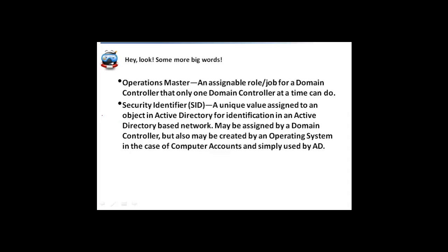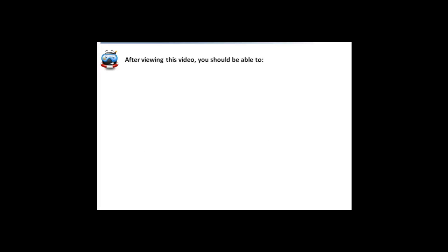And then the security identifier is basically the value assigned to an object in AD for identification on the Active Directory based network. It's assigned by the infrastructure master. Oh yeah, by the way, if you create a Windows 2008 or Windows 7 machine, it will give its own security identifier also, and then it will register that on the AD when you add it to the domain.